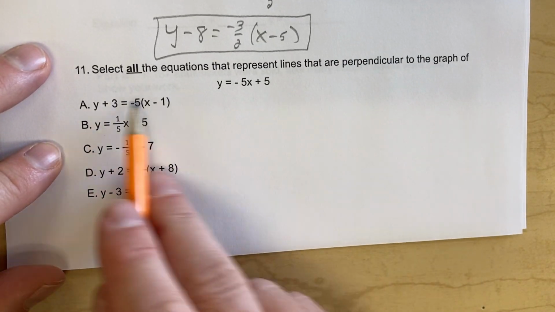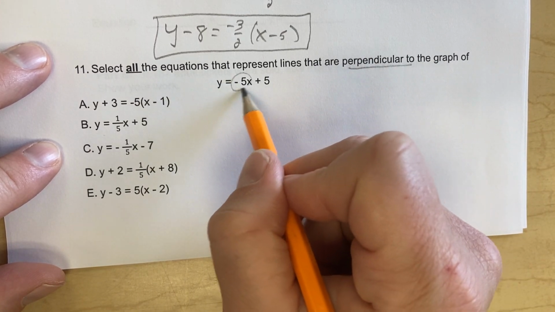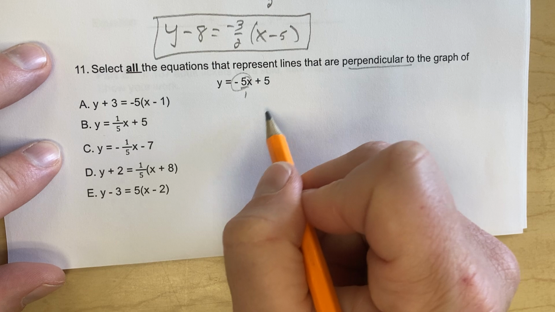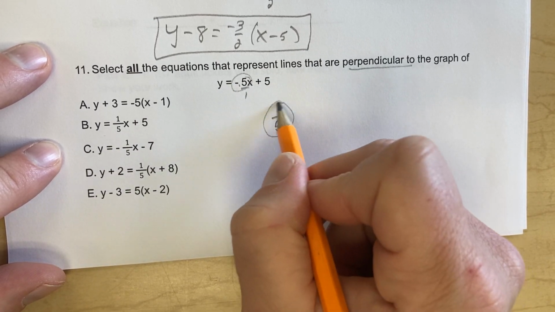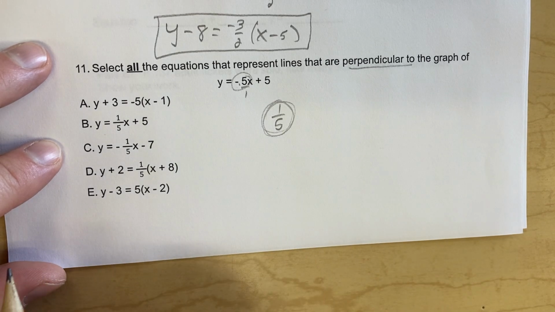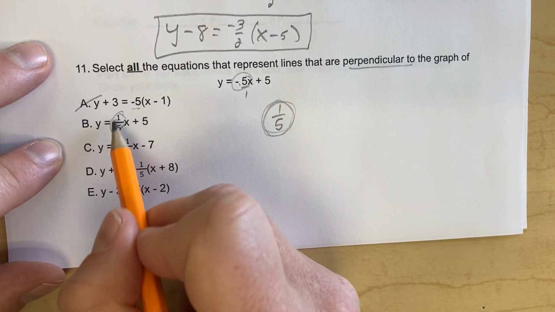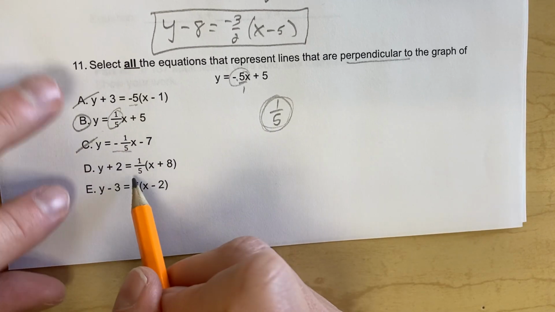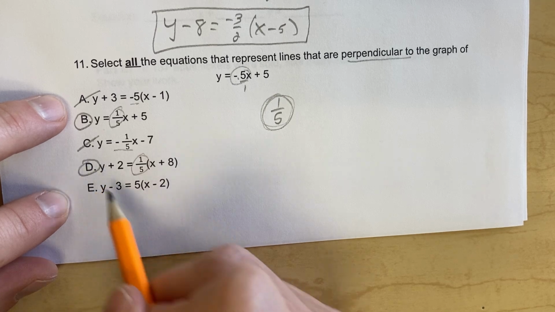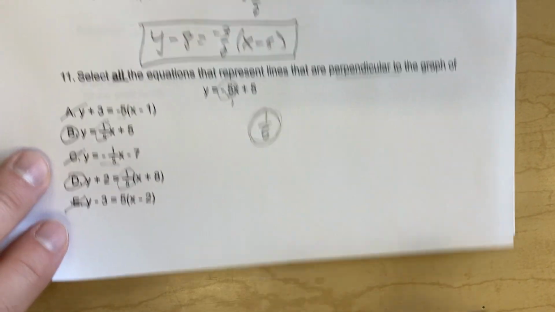And then this one here says select all the lines that are perpendicular. So we're going to take this -5 and we're going to flip it. So that'll be 1/5. And then instead of negative, make it positive. We're looking for all the lines that have a slope of 1/5. So A has -5, not that one. B has 1/5, we'll do that. C has -1/5, not that one. D has 1/5, we'll pick that. E has 5, so not that. So just B and D. All right?